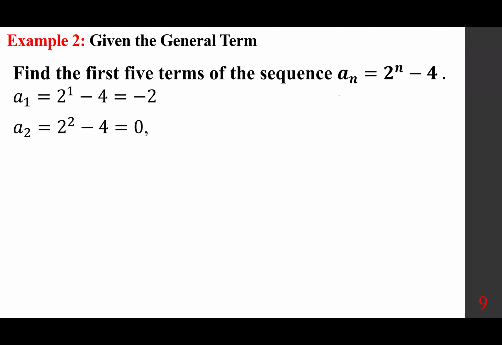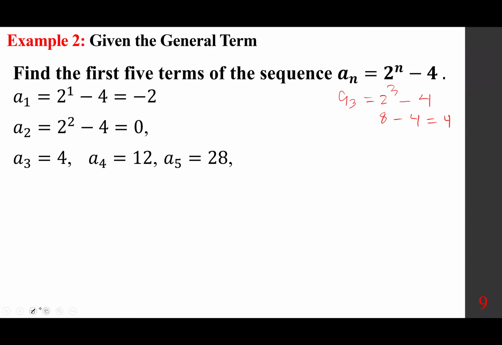If I want the next one, I'm going to call it a sub 3. So 2 cubed, which is 8, minus 4, which is 4. And I'm going to leave it for you to find the other two in the same manner.